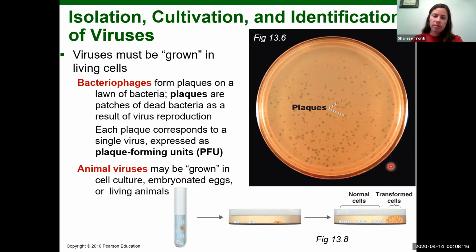So with animal viruses, you're just going to simply grow that tissue on a plate, and then you inoculate it with the virus the exact same way. Or you can also study animal viruses with embryonated eggs or in living animals, assuming that that living animal is within the host range for the virus.